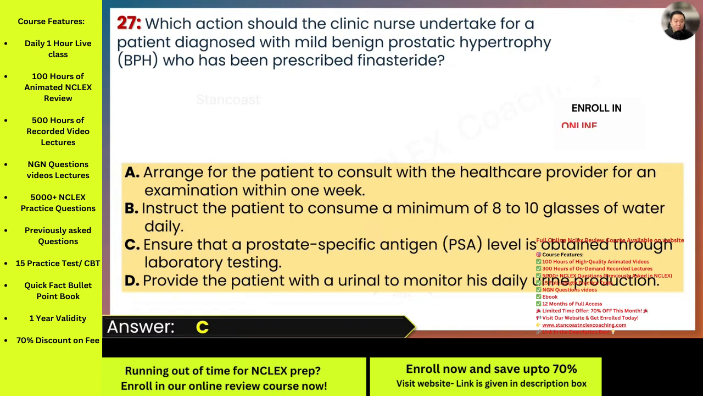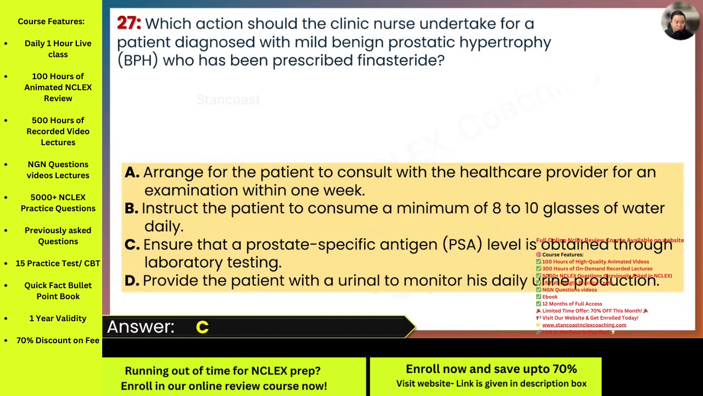Now, why is letter A incorrect? Well, we know that finasteride takes 6 to 12 months to show its full therapeutic effect. And so there is no need for an urgent follow-up within a week. So the key clue in option A, within a week, which is too soon for any meaningful change from the medication. Again, the full effect of the medication will not happen up until the 6th to the 12-month period.